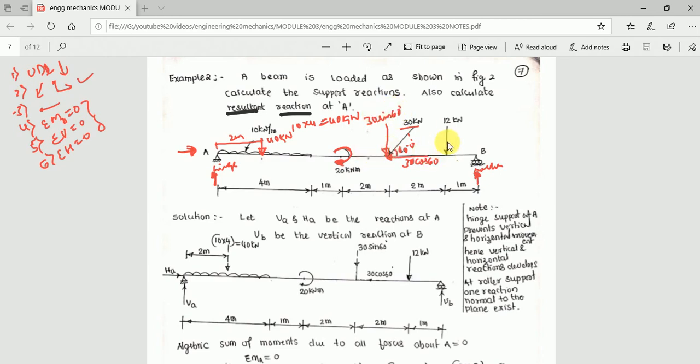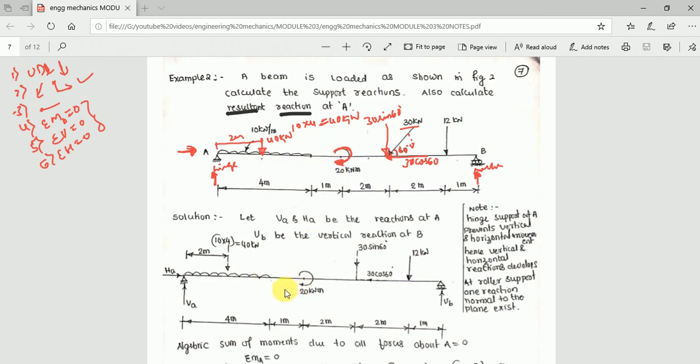Then a 12 kilonewton load. So what is the overall length of this beam? 4 plus 1 is 5, 5 plus 2 is 7, plus 2 is 9, so the total length is 10 meters. See here, this is given as 40 kilonewton. This force is resolved here: 30 sin 60 and this is 30 cos 60. The 12 kilonewton is acting vertically downwards. In this manner I have resolved and converted this drawing.